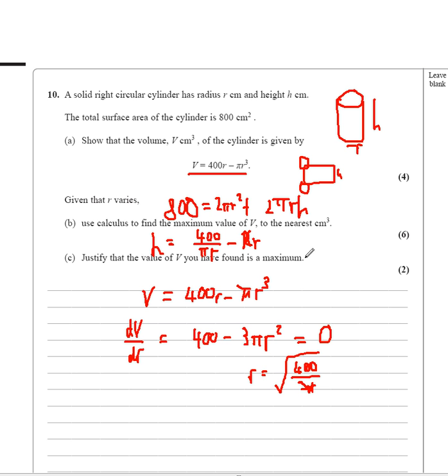Justify that the value of v found is a maximum. Well, for this we need the second derivative. So d2v by dr squared, the second derivative, and we're hoping that the second derivative is negative. Well, the second derivative equals nothing minus 6 pi r, so it's minus 6 pi r. And for the value of r we just found, that must be negative, and so is a maximum point. And that's our 12 marks there.